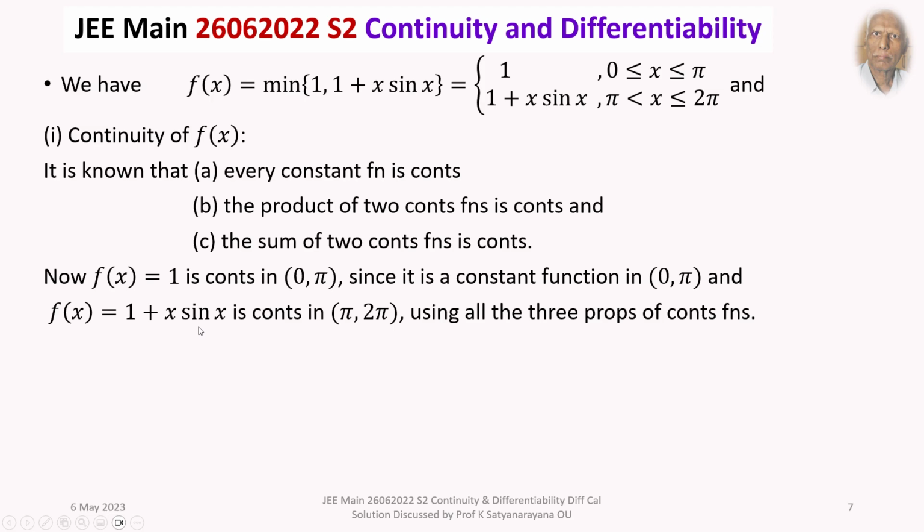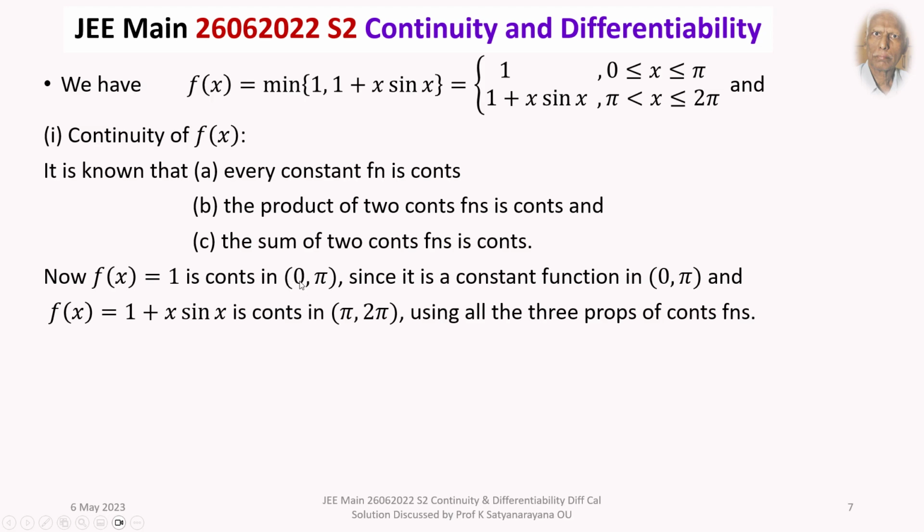So what do we use? Sin x is continuous, x is continuous, the product is continuous, and 1 is continuous because it is constant. And 1 plus x sin x, the sum of two continuous functions, is again continuous. Thus 1 plus x sin x is continuous in the open interval pi to 2 pi using the above three properties. Agreed.